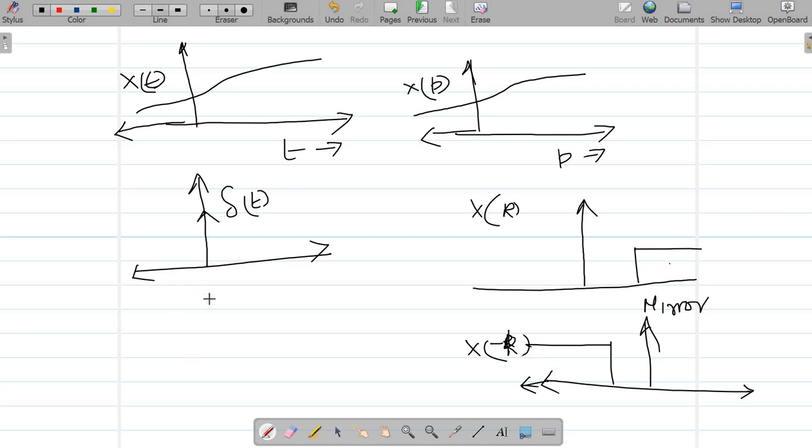Why so? If I try to reflect this impulse, what I will get is the same thing. It is again the same. This is actually delta of negative of t. So you can see that delta of t is equal to delta of negative t. There is no change at all.